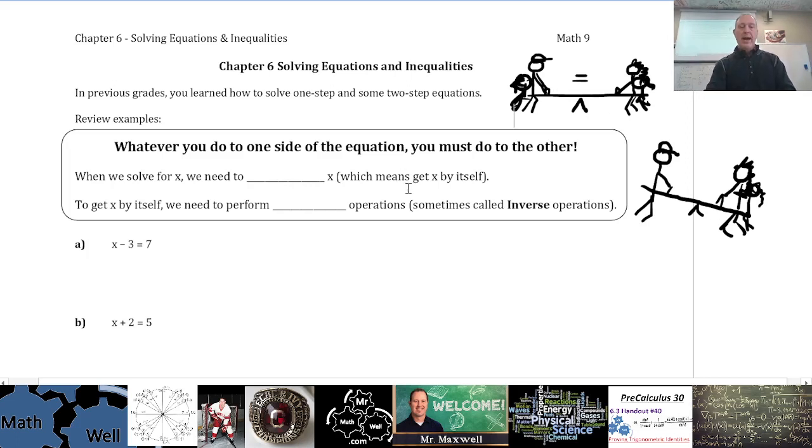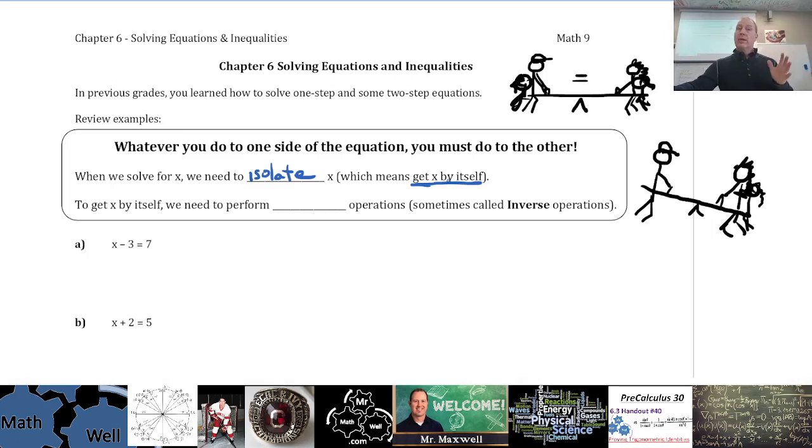When we solve for x, we need to isolate x. So the word you put in your first blank is isolate, which means you get x by itself. Because if we want to know what x equals, let's just find out what a 1x, a positive 1x, equals. And then whatever is on the other side is what x equals.